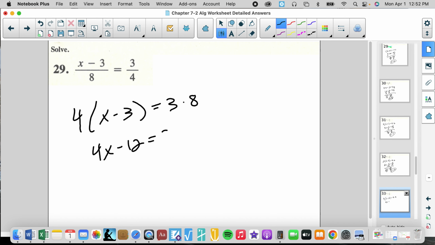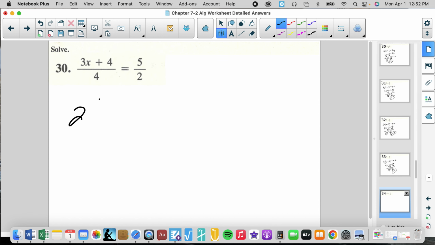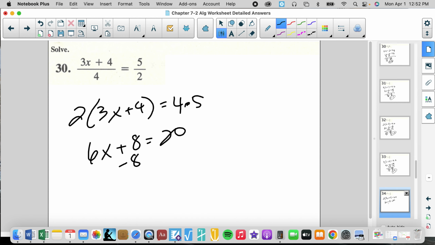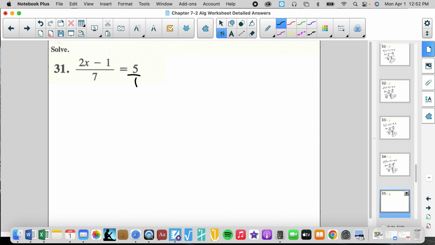4x minus 12 equals 24. Add 12. 4x equals 36. Divide by 4. X equals 9. 9 minus 3 is 6. 6 over 8 reduces to 3/4. 2 times 3x plus 4 equals 4 times 5. 6x plus 8 equals 20, minus 8. 6x equals 12. Divided by 6. X equals 2. That's how fast we should be doing these.